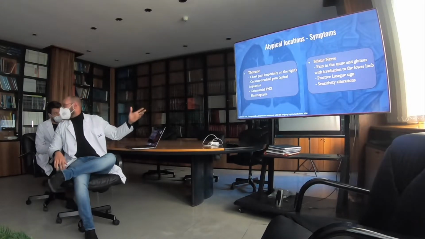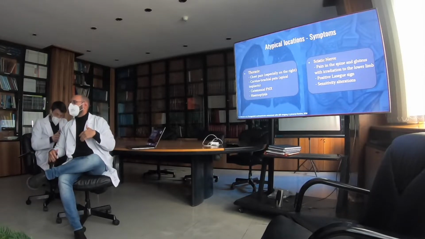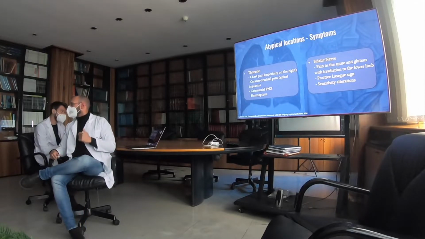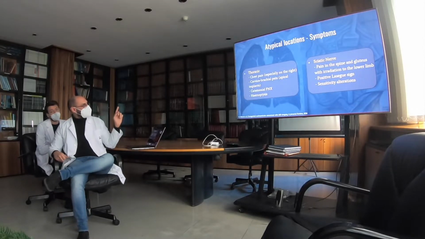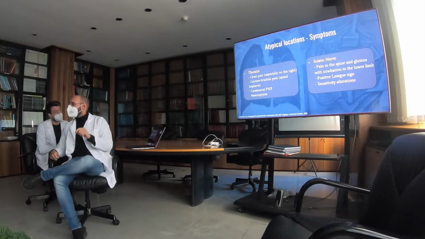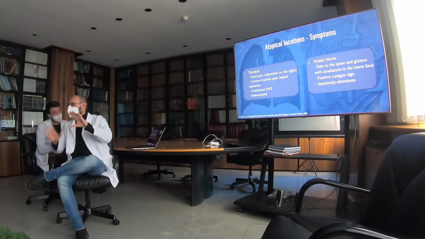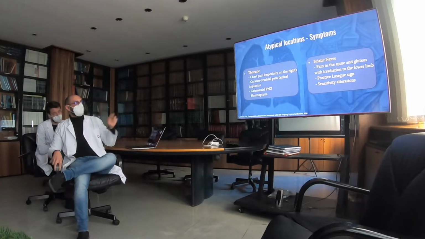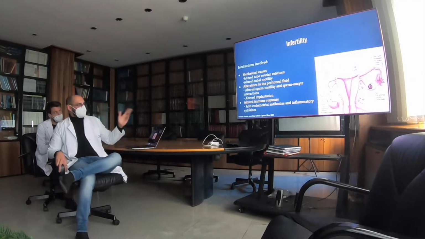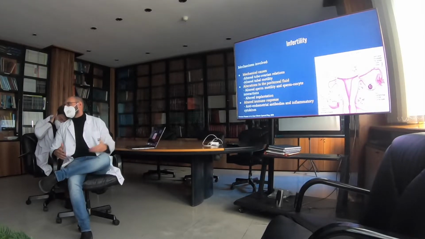For atypical locations, such as the thorax, we can have chest pain, especially on the right side, which we'll explain why later on, and cervicobrachial pain in case of apical implants, catamenial pneumothorax, and hemoptysis. For the sciatic nerve and sacral nerve root locations, we can have pain in the spine and gluteus which extends and radiates to the lower limb, a positive Lasègue sign, and sensitivity alterations. Of course, we mentioned earlier that it's an important cause of infertility for many mechanisms which are also supposed and not yet confirmed.